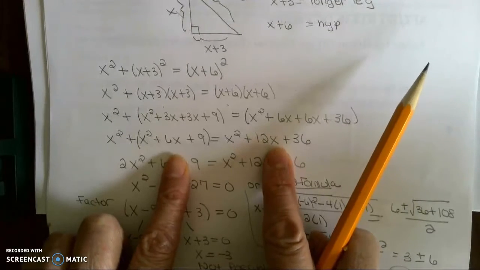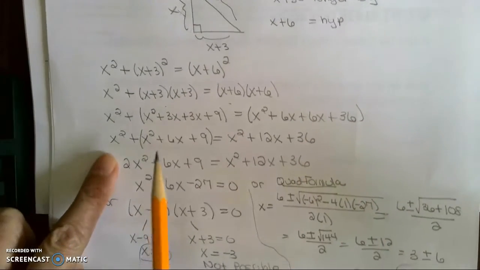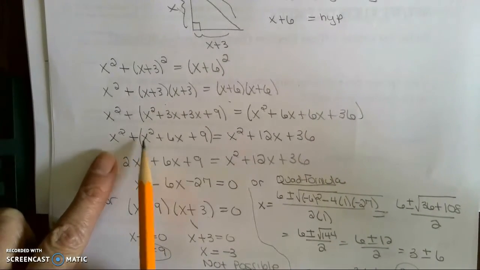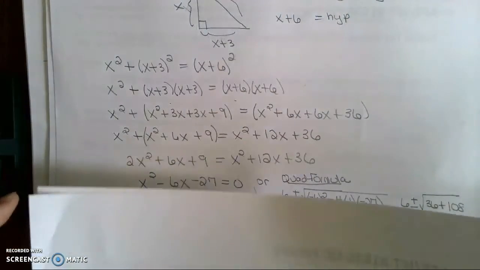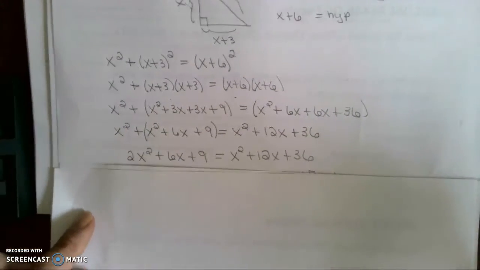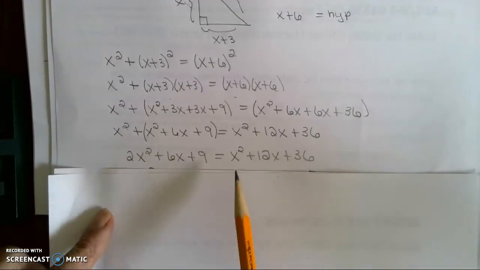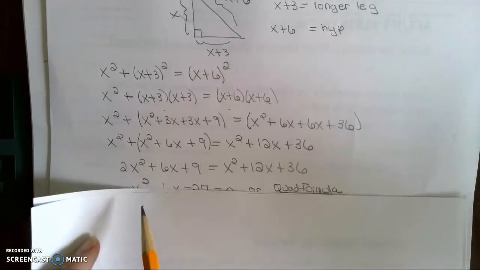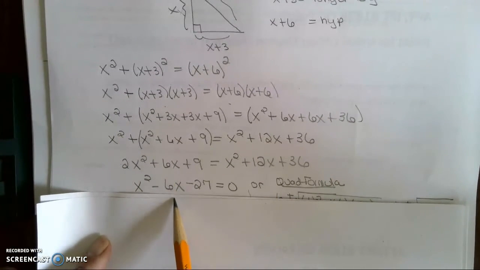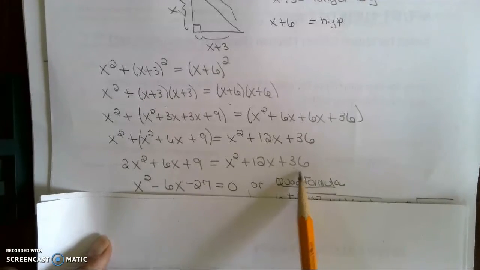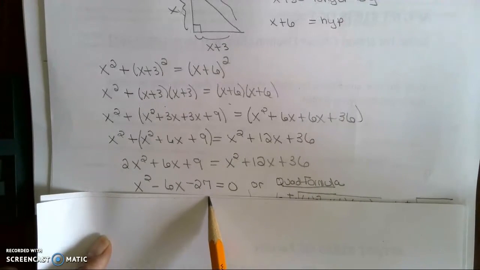Okay. The next step I want to do is combine like terms on the left-hand side. So just these two I add together. Everything else stays the same. And then I want to bring everything to the left-hand side. So I subtract x squared, and I get x squared. I subtract 12x, so that gives me negative 6x. And I subtract 36, I get negative 27.